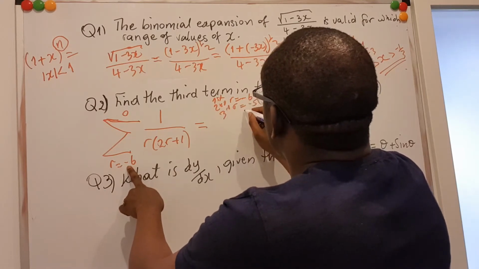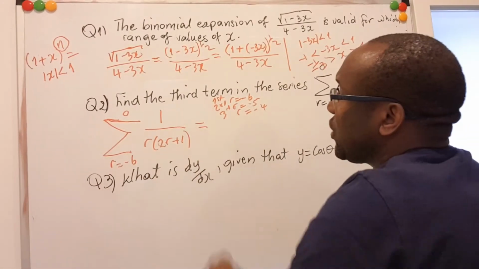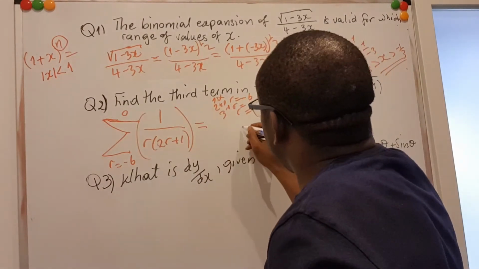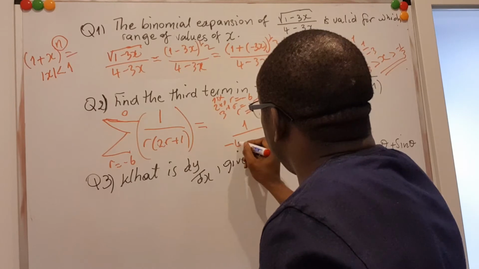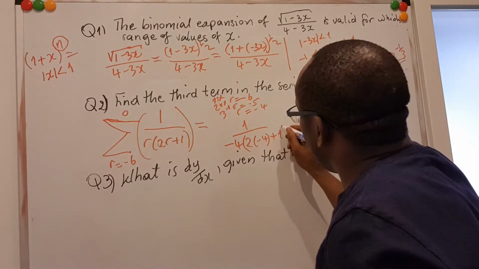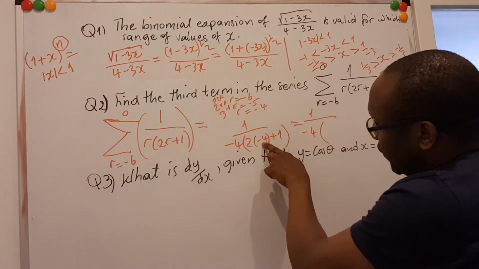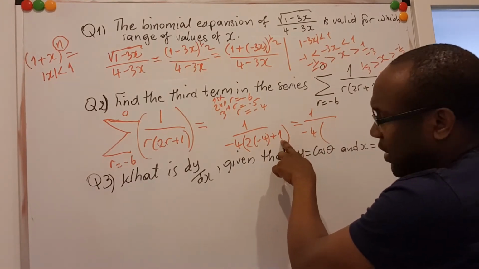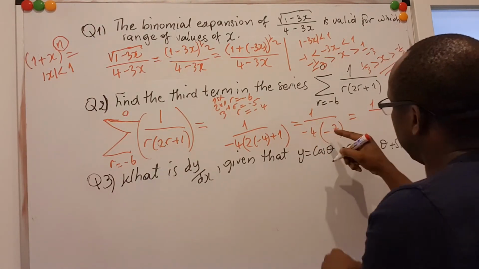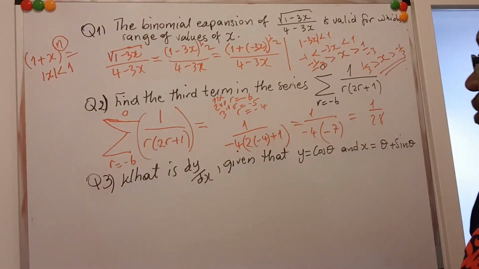Third term, r is equal to minus 4. So the third term would be when r is equal to minus 4. I will just use minus 4 in this part here. So I have 1 divided by minus 4 into brackets 2 times minus 4 plus 1. 2 times minus 4 is minus 8. Minus 8 plus 1 is minus 7. Minus 7 times 4 is 28. The minuses become positive. So that is 1 on 28. That's the third term in that series.